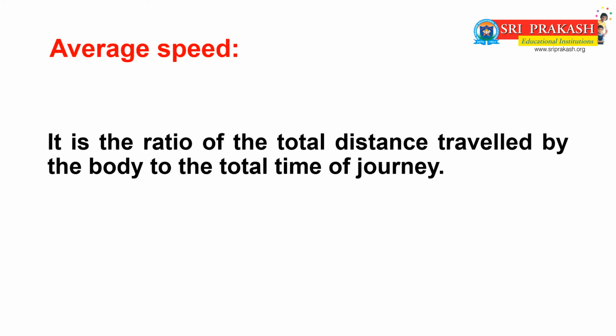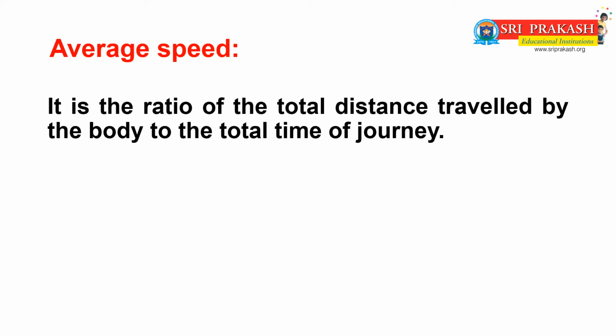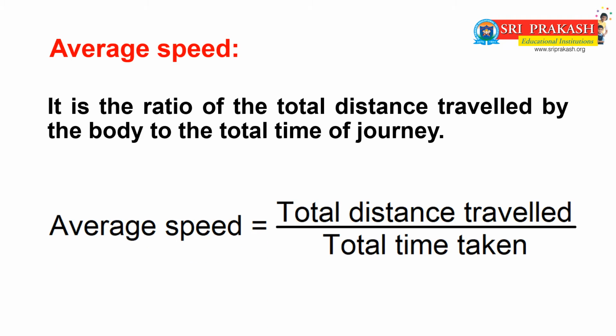Average speed. It is the ratio of the total distance traveled by the body to the total time of the journey. Formula is average speed is equal to total distance traveled by total time taken.